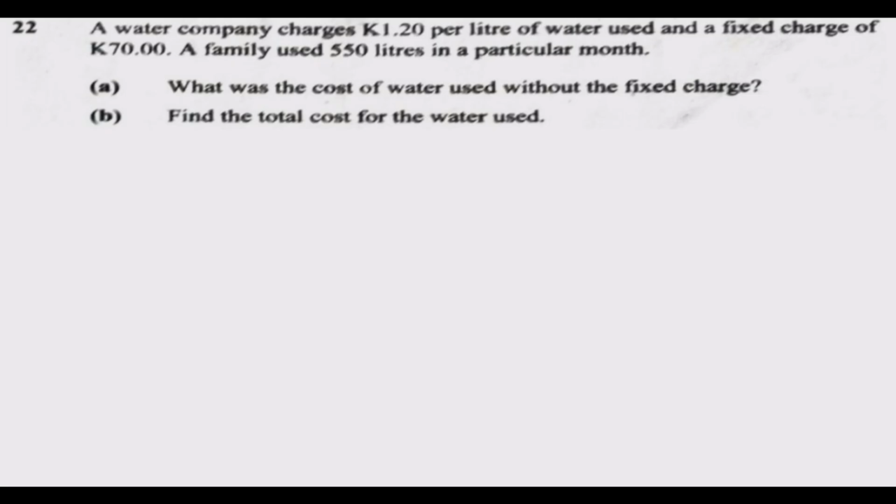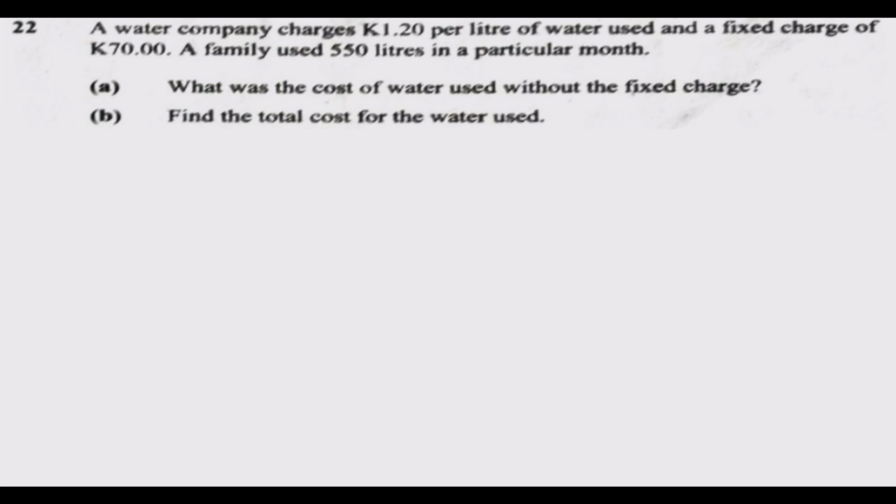A water company charges 1 kwacha 20 ngwe per liter of water used and a fixed charge of 70 kwacha. A family used 550 liters in a particular month. Okay, so question 22A is as follows. What was the cost of water used without fixed charge?